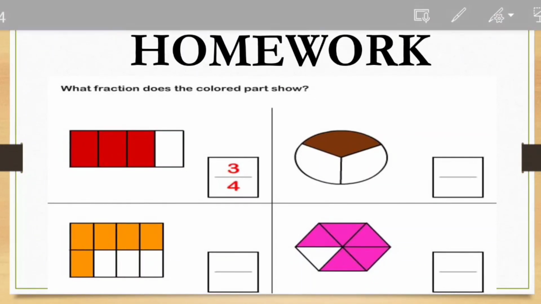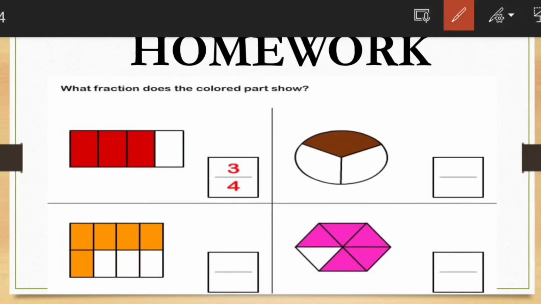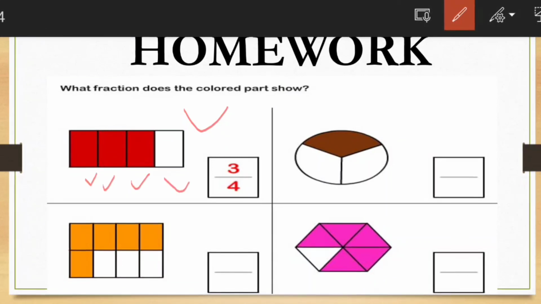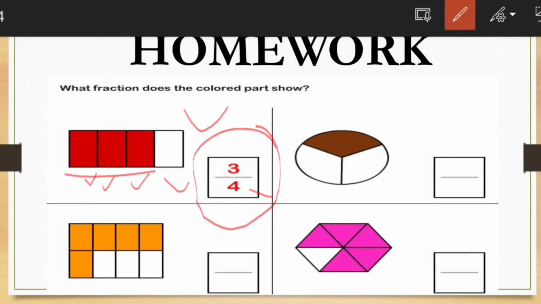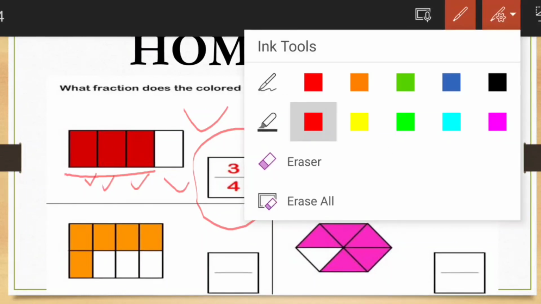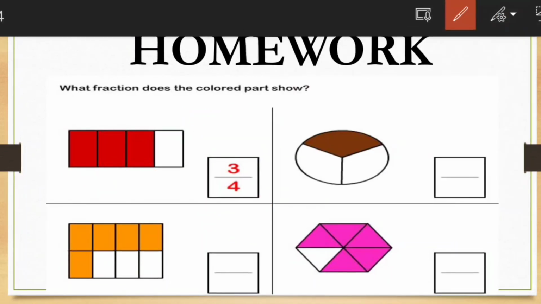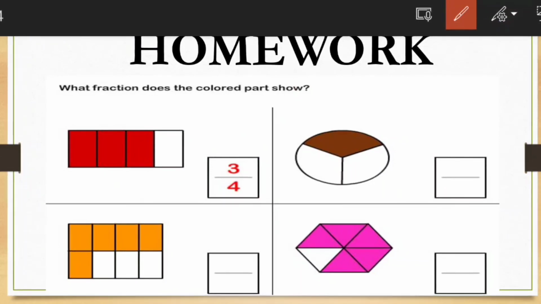See the first question of the homework. First question is done for you. Here are total how many parts? 1, 2, 3, 4. So the denominator becomes 4. And how many parts are colored? 3. So the fraction we got is 3 upon 4. So class, now students, what you have to do is make these pictures in your copy, in any rough copy, and solve them, and then send them to me on the group.